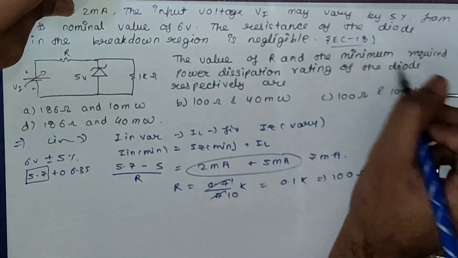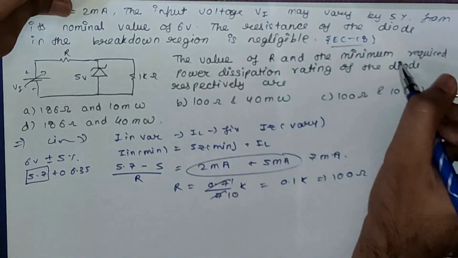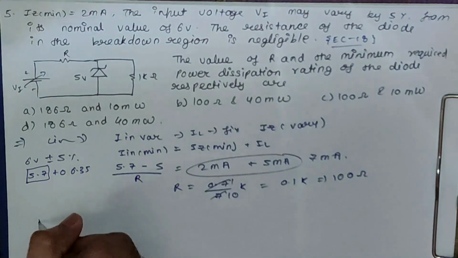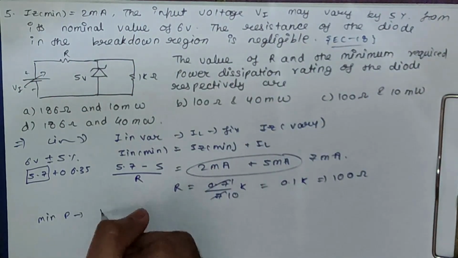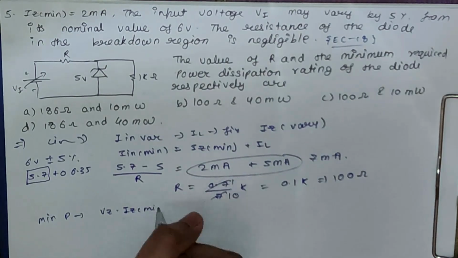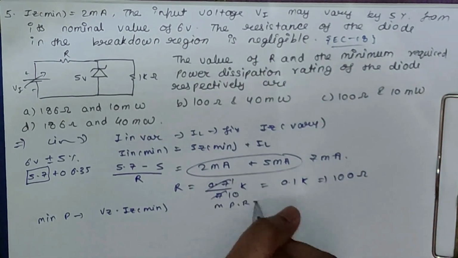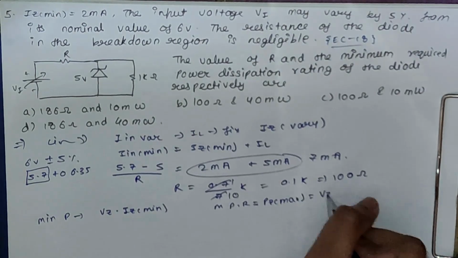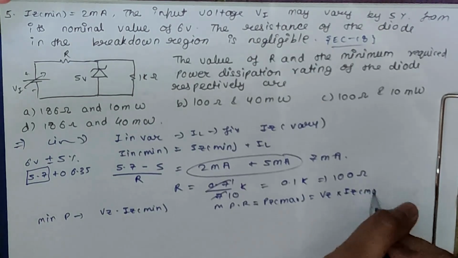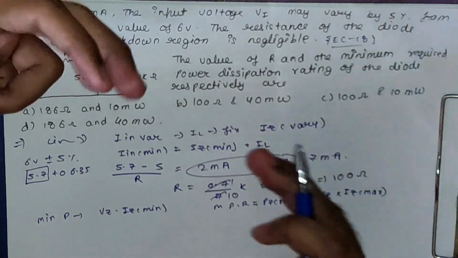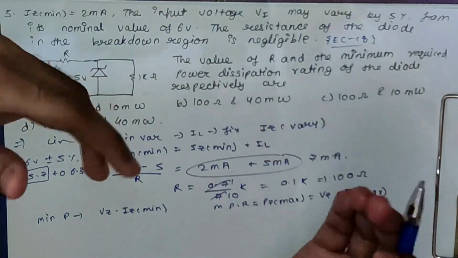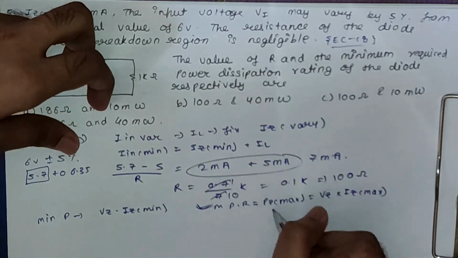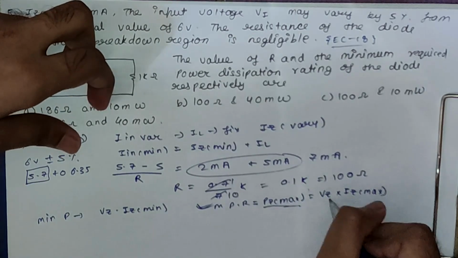Now we have to find the minimum required power dissipation rating. Don't confuse minimum power dissipation with minimum power dissipation rating. Minimum power dissipation is Vz into Iz minimum. But the minimum power rating is the maximum power dissipation, that is Pz maximum, which is Vz into Iz max. Here you have to note the last word: we want the minimum power dissipation rating. It means we have to find the minimum power rating, so we use the Pz max formula. Pz max is Vz into Iz max.